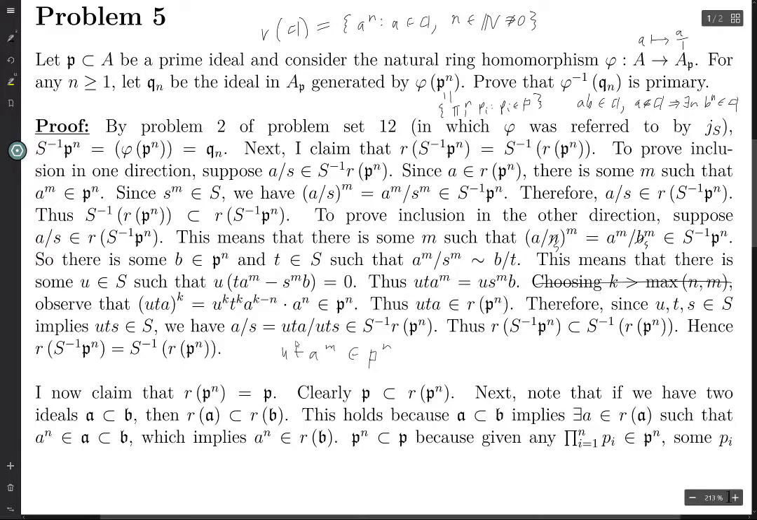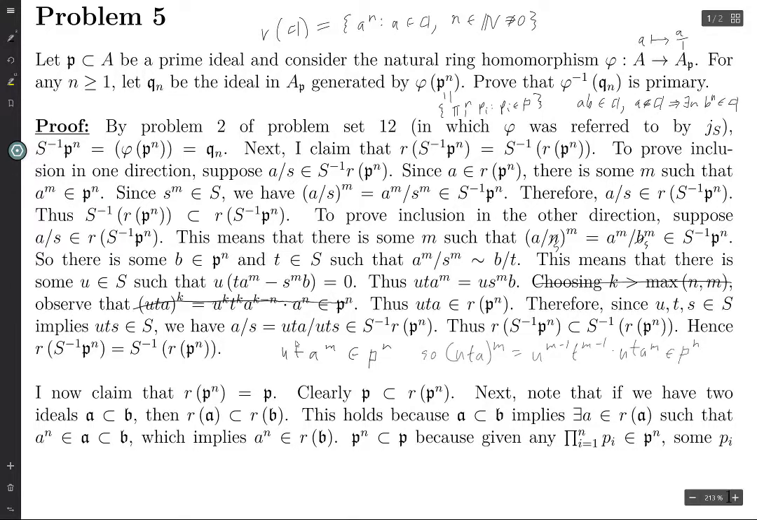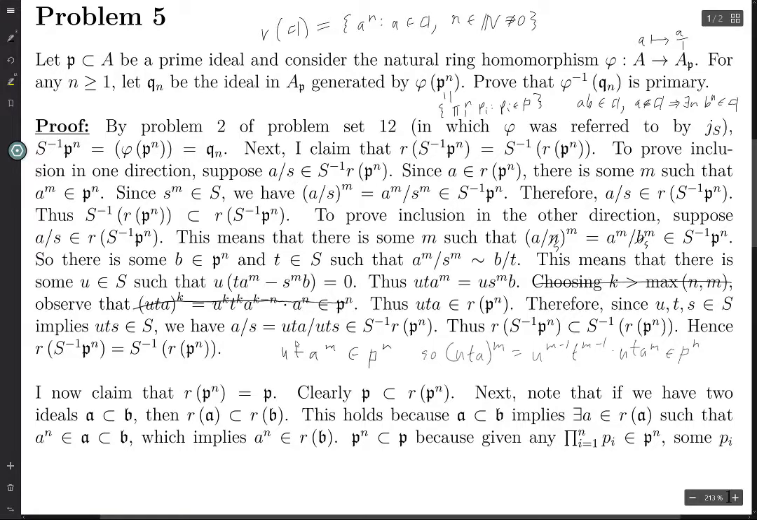Okay. So we're going to get rid of this. So UTA to the m is going to equal u to the m minus 1, t to the m minus 1 times UTA to the m, which is going to be in p to the n. Okay? So therefore, UTA belongs to the radical of p to the n. Thus UTA belongs to the radical of p to the n. That's not because of whatever junk I wrote here.